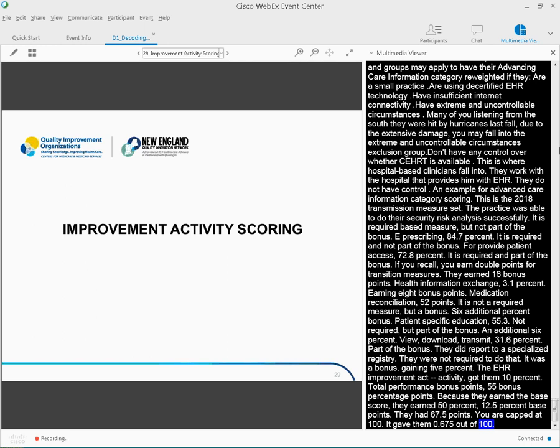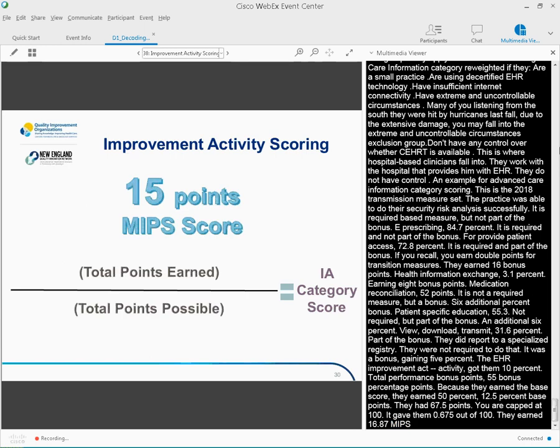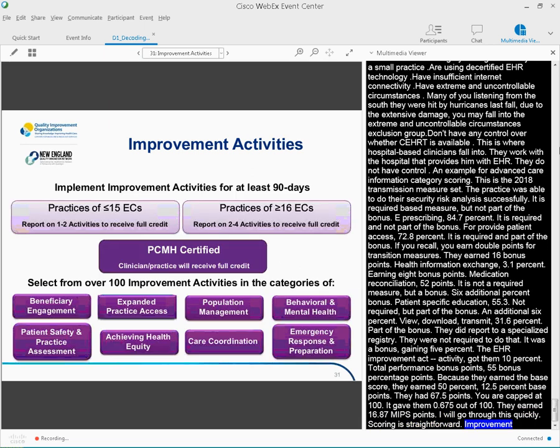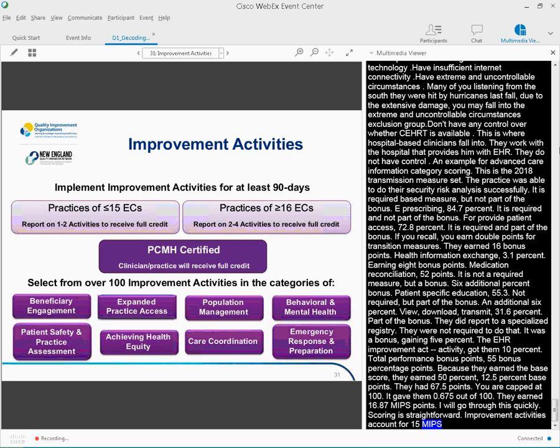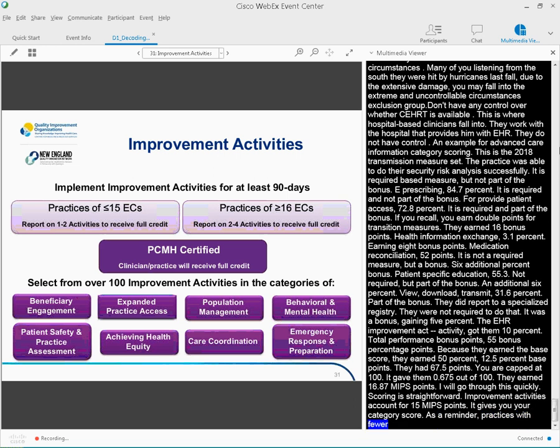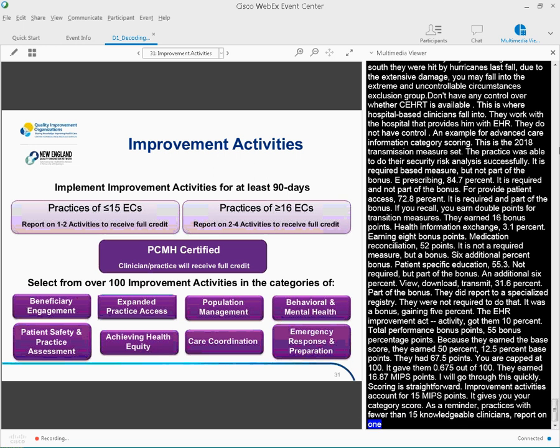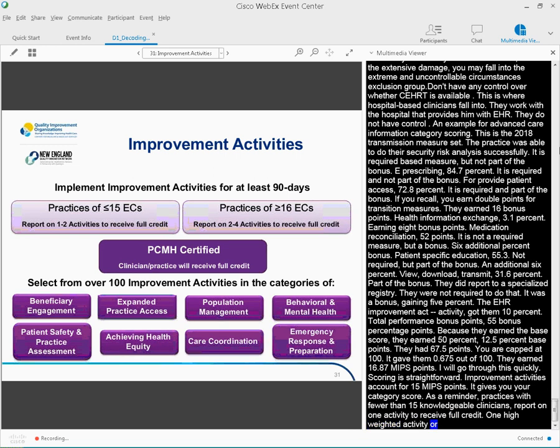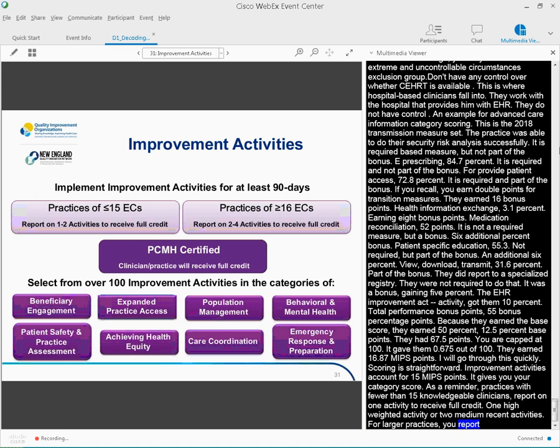All right, next category, so we make sure we have plenty of time for questions, is improvement activities. I'll go through this pretty quickly because scoring is pretty straightforward. Improvement activities account for 15% of your MIPS score. Total points earned over total possible points gives you your category score. As a reminder, practices of fewer than 15 eligible clinicians report on 1 to 2 activities to receive full credit. That's either 1 high-weighted activity or 2 medium-weighted activities. For larger practices of greater than 16 eligible clinicians, you would report on 2 to 4 activities to receive full credit. So that's either 2 high-weighted activities or 4 medium-weighted, or any combination of those 2.